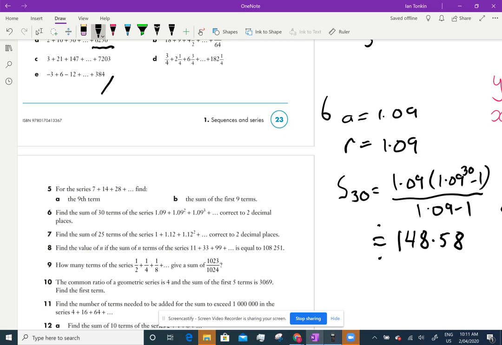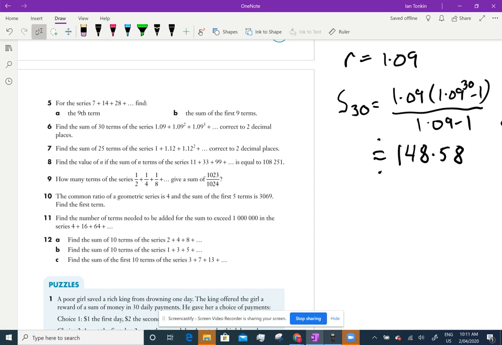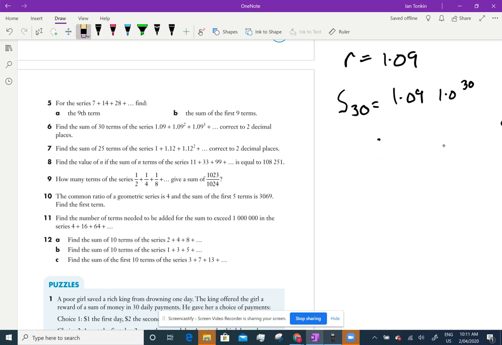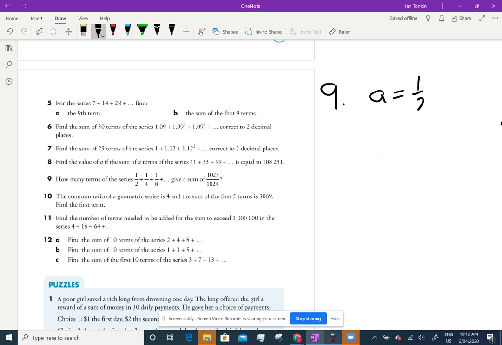And that's right. Question 9. This is a good one because we have to use the second formula. You don't have to, but I'm going to use the second formula because my R is a fraction less than 1. So here we go, 9. Again, always write down all the stuff. A equals a half. Now I know it's a half, but I'm just going to show you a quarter divided by a half. Do that on your calculator and you'll get a half.